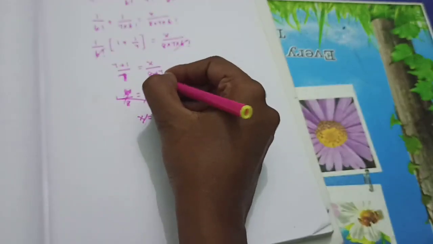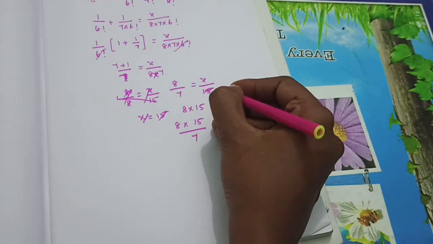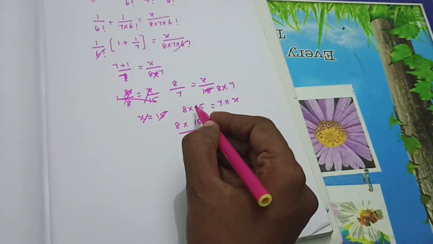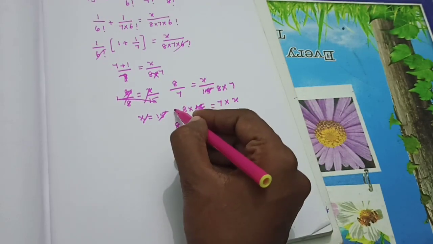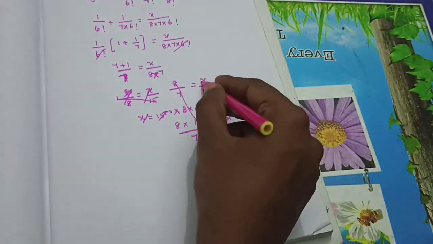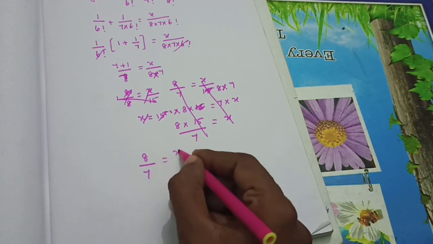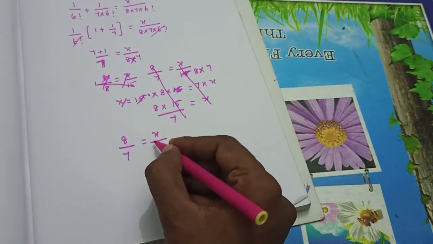Listen here, students. Here also we made a mistake. It should be 8 into 7, not plus. Cross multiply. So again I am doing it. That is 8 divided by 7 is equal to x divided by 8 into 7.